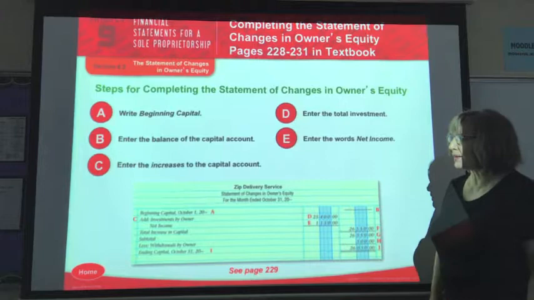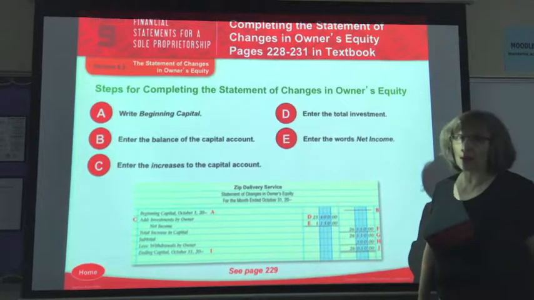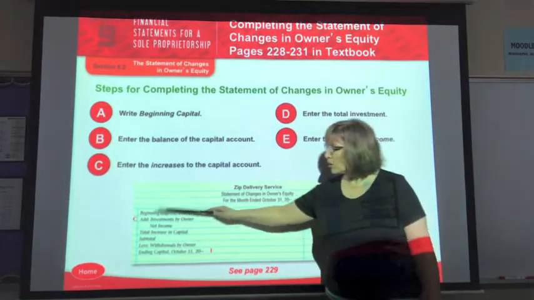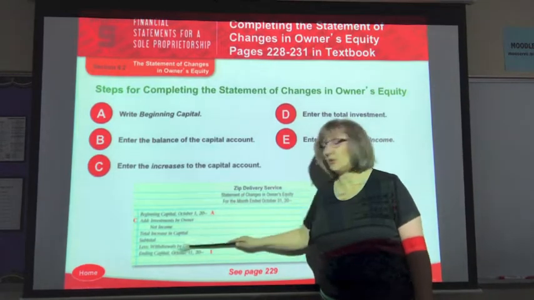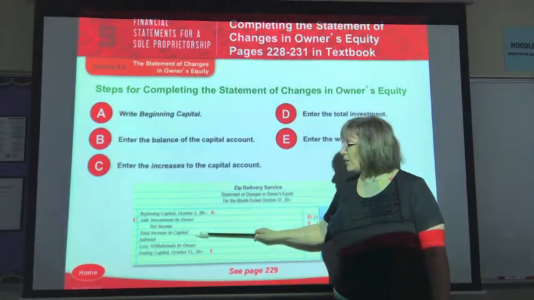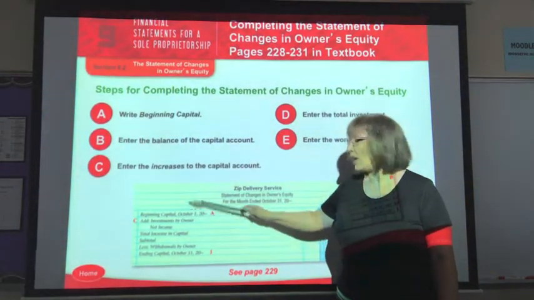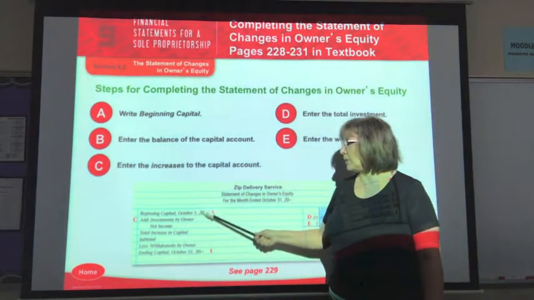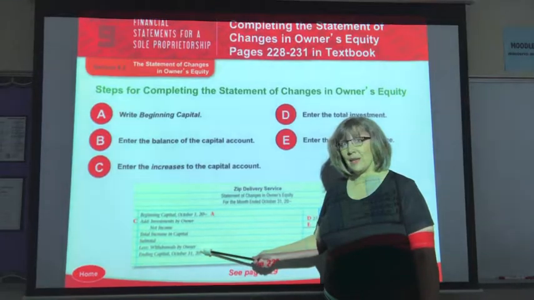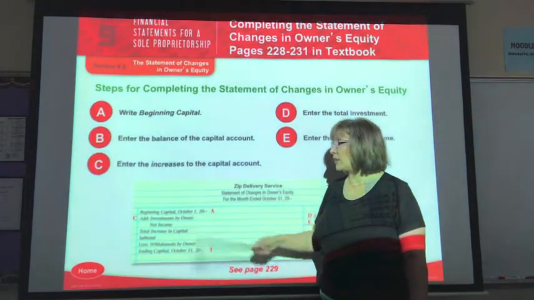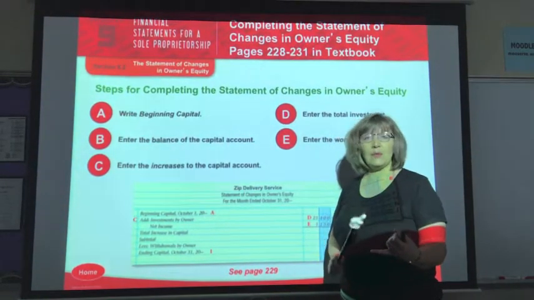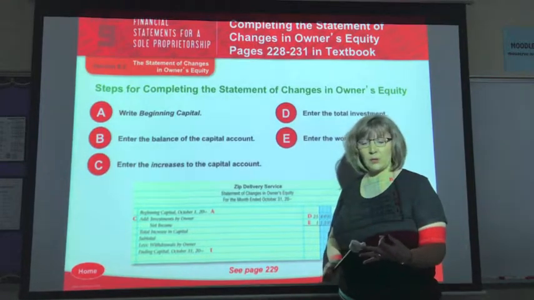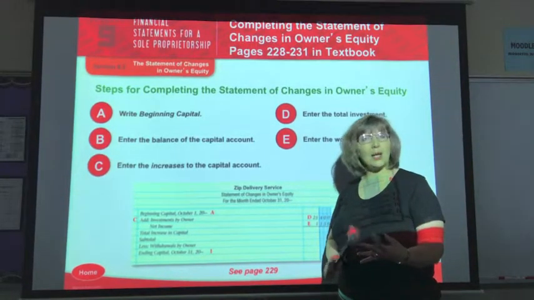The problem is a lot of different things could happen, and that is going to determine which lines you're going to use down here. You cannot just simply go to this illustration and make all of your statement of changes in owner's equity statements look like this. It's going to change based on whether or not the owner made some investments, withdrawals, or if there was a net income or a net loss.